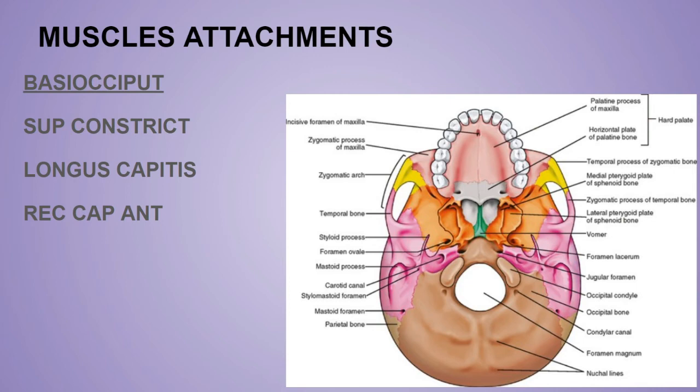Now the muscle attachments on the basiocciput. We'll particularly discuss the places where the particular muscles are attached. Now first we have the basiocciput. This is the basiocciput, or the basilar part of the occipital bone.